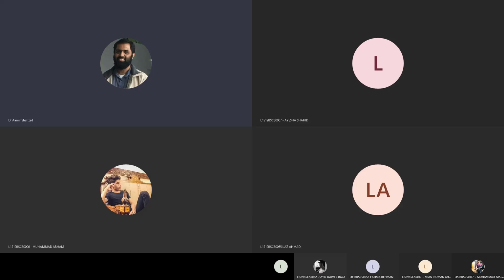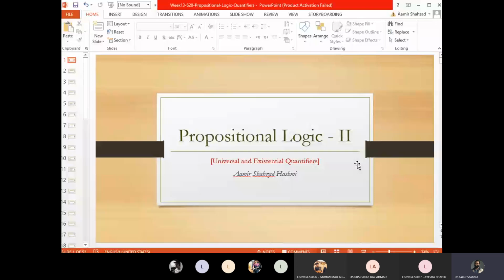We started discussion on quantifiers in our last class. We were discussing how we can quantify our predicates, our propositional function, that is, for how many values a predicate is true or false. It could be true for everything or it could be true for something. Or we can say it is false for everything or it is false for something.